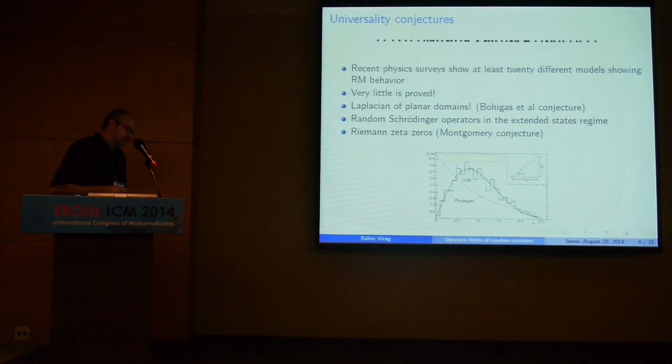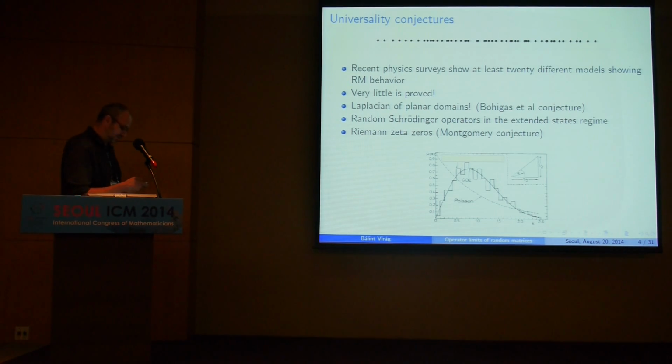So the idea was that if you find the right math model, then it will be a good description of many physical phenomena. And indeed, there are recent surveys showing at least 20 different physics models that show random matrix behavior, but very little of this is proved. Up till about a few years ago, we didn't even know that random matrices behave like other random matrices, if you changed the entries a little bit. And some interesting ones are, if you take a Laplacian of large planar domains, they should also look like the GOE.